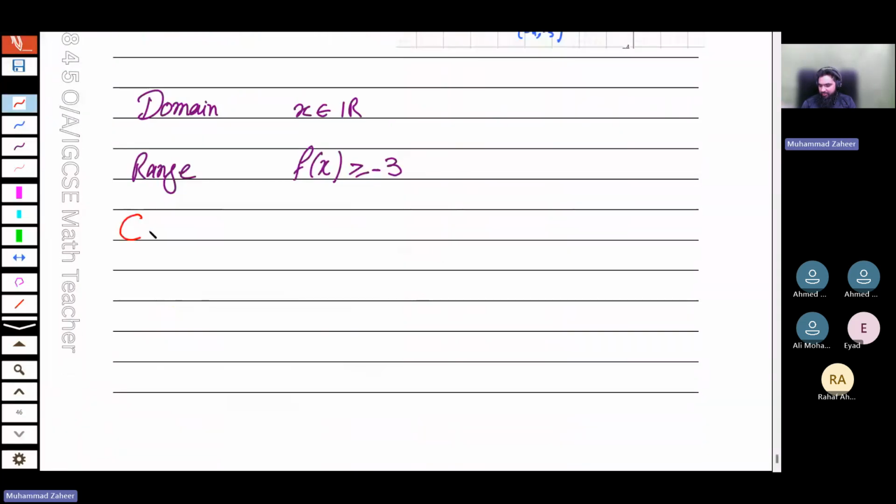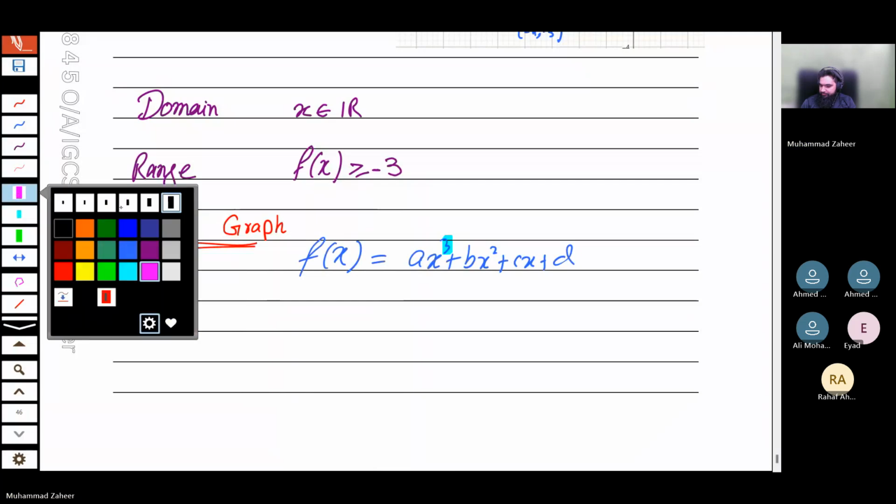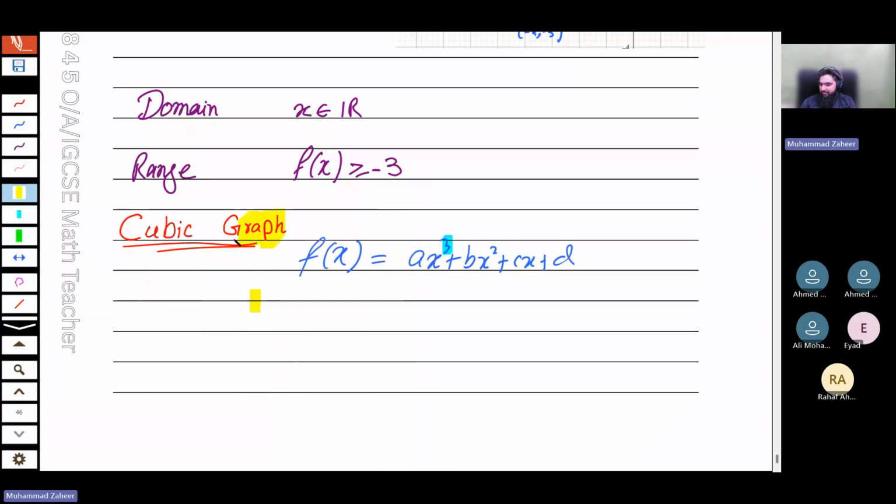Now, next we are going to talk about the cubic graph. The cubic graph looks like f of x is equal to ax cube plus bx square plus cx plus d, meaning the maximum power of the variable is 3. Such a graph is known as a cubic graph.